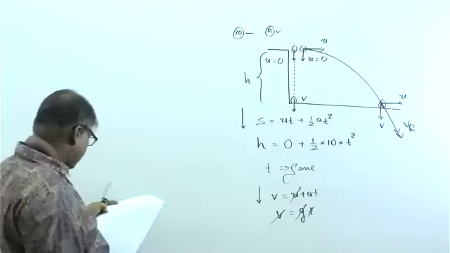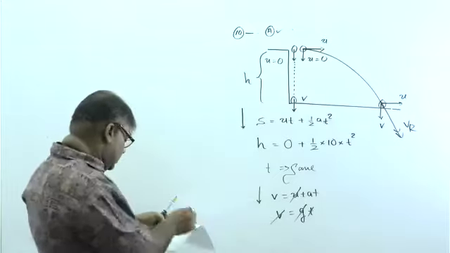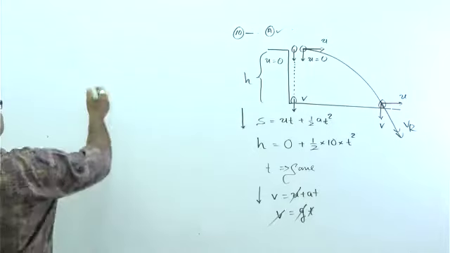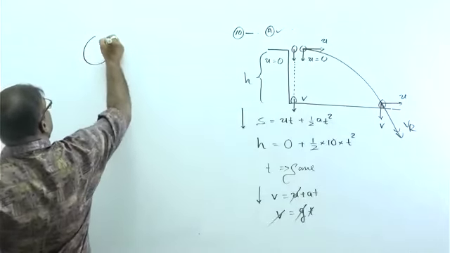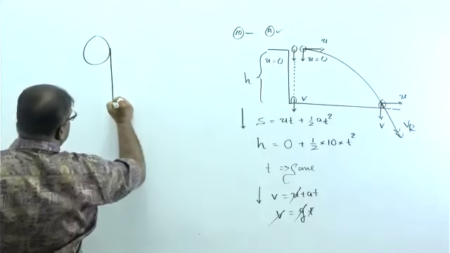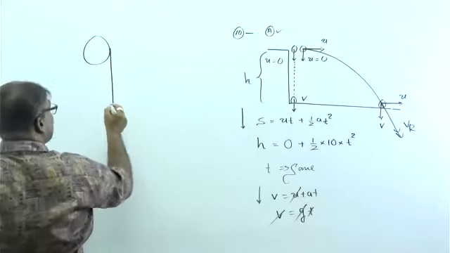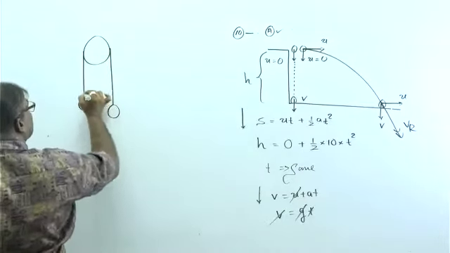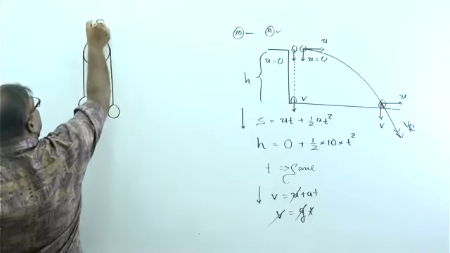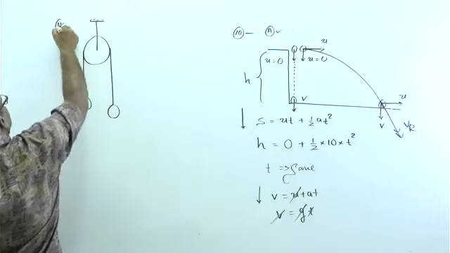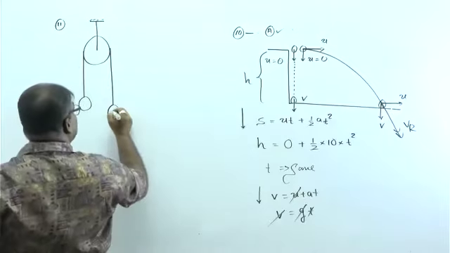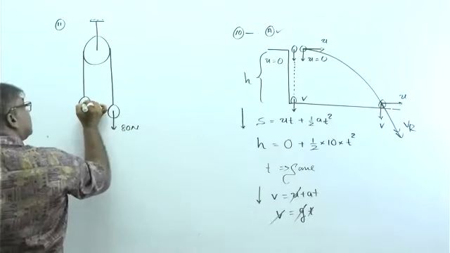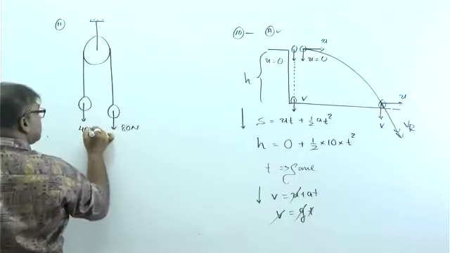Can we check question number 11? Two masses, 8 kilogram and 4 kilogram, are connected by a light inextensible string passing over a smooth light pulley like this. The weight of the first is 80 Newton, and here the weight is 40 Newton.